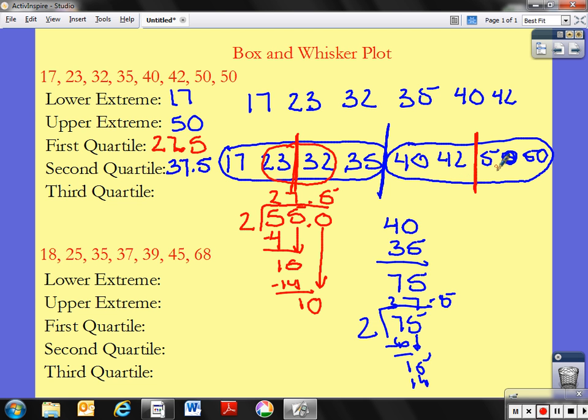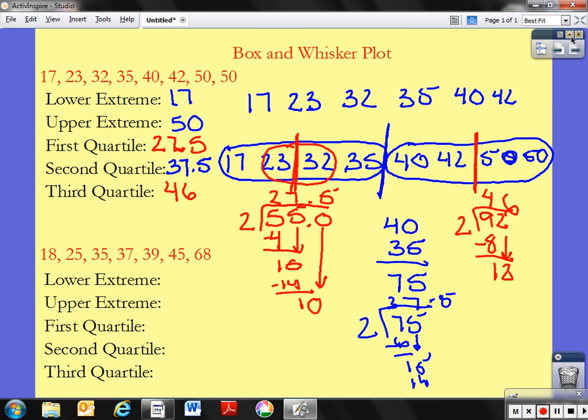And I go here, 42 and 50. That gives me 92. Divide 92 by 2, because I don't know exactly what's in between 42 and 50. That gives me 46. So the third quartile is 46. All right, that's when I have an even number of data in the data set.